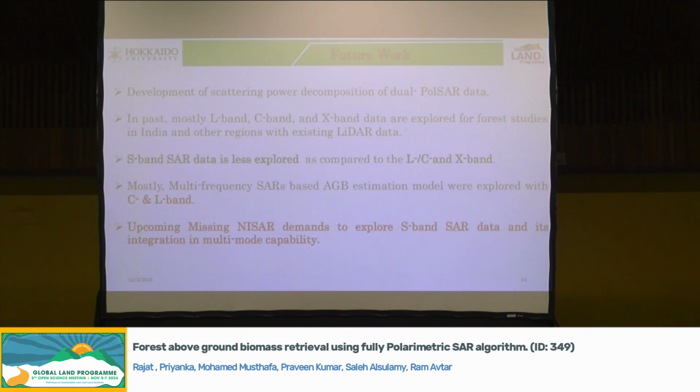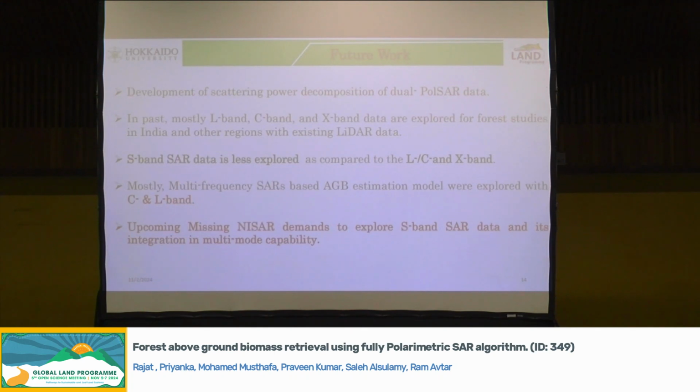So this is our future work, because we know that NISAR will be launched in the near future, and it will provide dual-pol data. We also developed the scattering decomposition for dual-pol data. Most of the existing models need full-pol data for the scattering power generation, but the temporal resolution of full-pol data is very poor, and if we want to assess forest biomass frequently, we need more frequent data. So that's why we developed this, and this work is also published, the development of the scattering power decomposition.